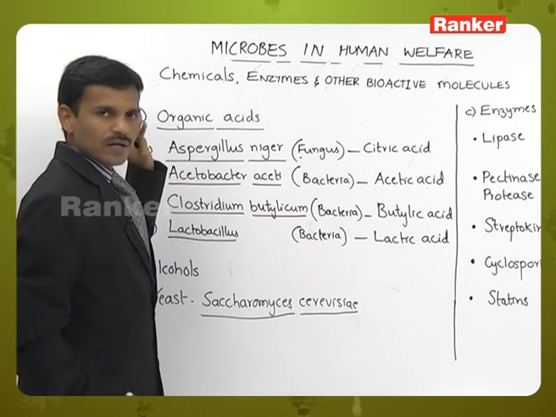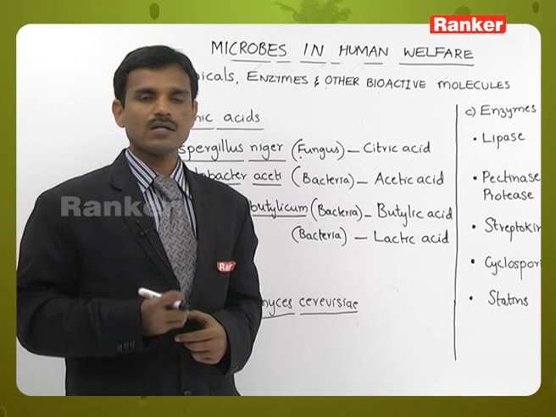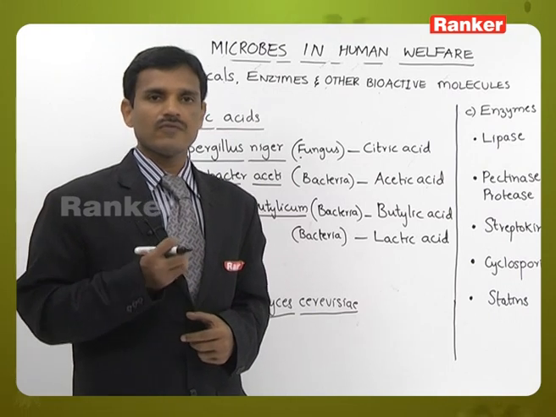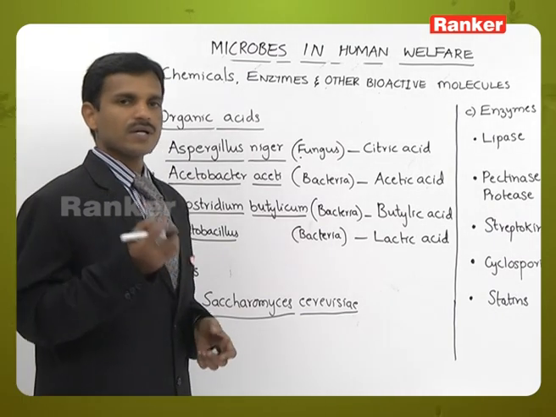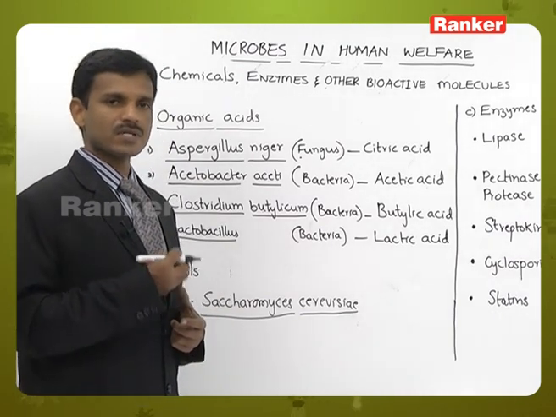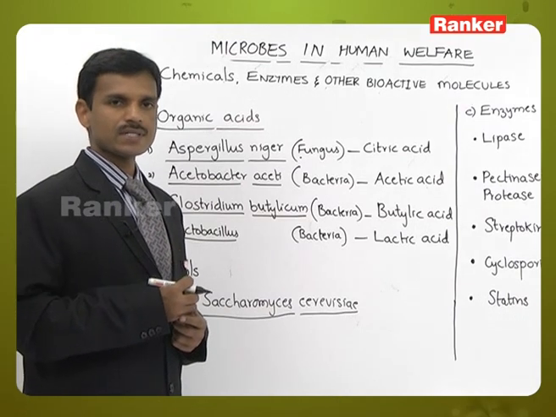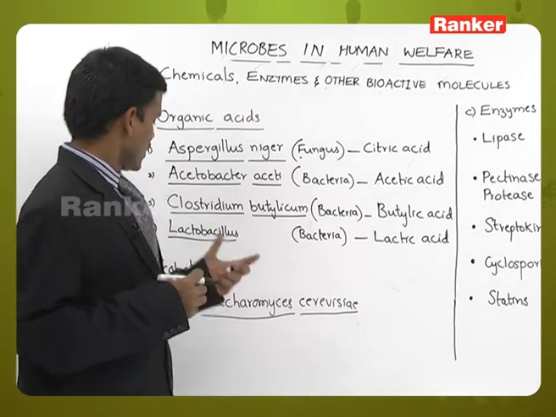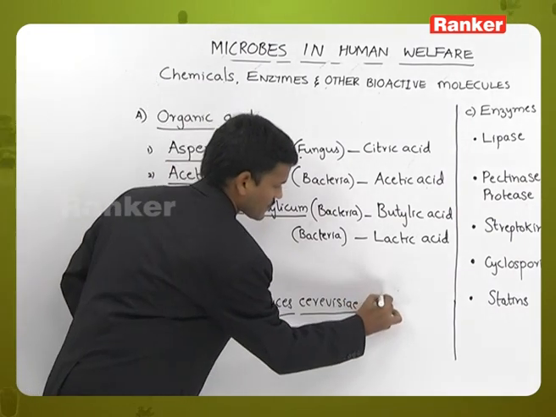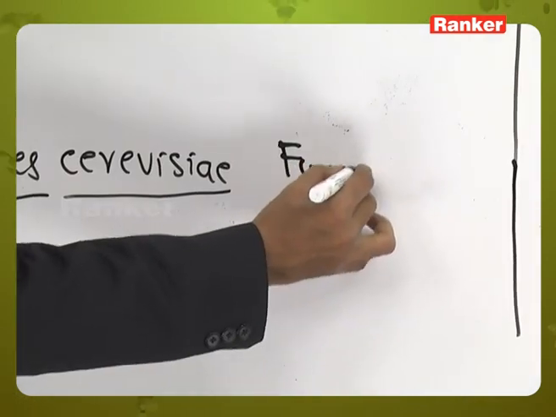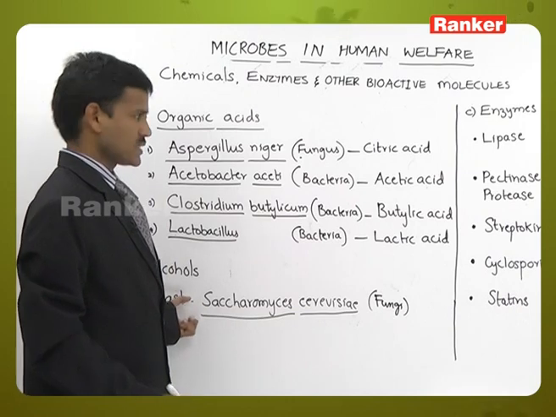Next, a product is alcohol. Already we discussed alcohols. The alcohols are fermented by yeast, sometimes Saccharomyces cerevisiae. It is called baker's yeast. Saccharomyces ellipsoideus is wine yeast. So, different yeasts are there. These are fungal members. It is a fungus. So, it is a common brewer's yeast.